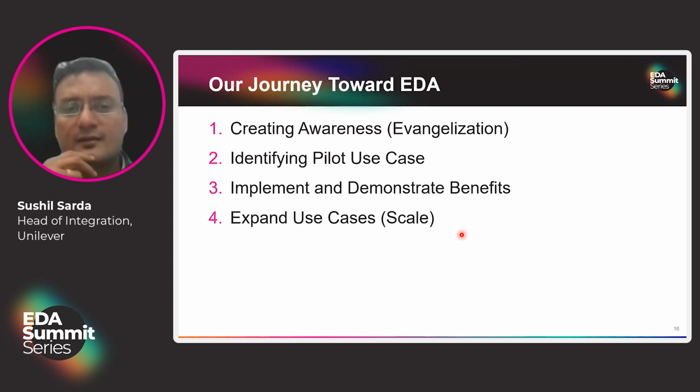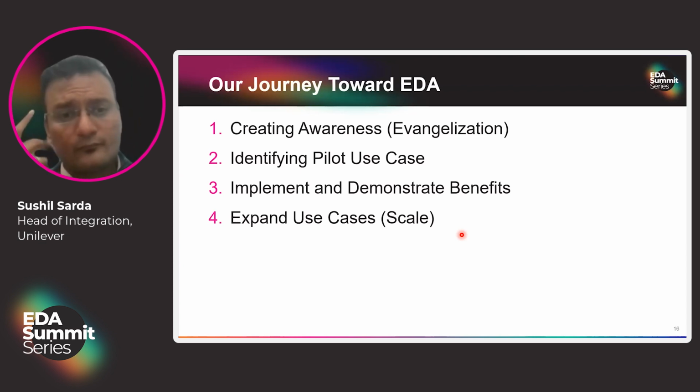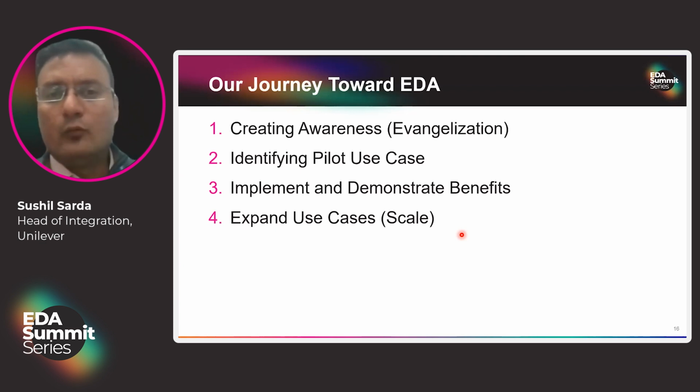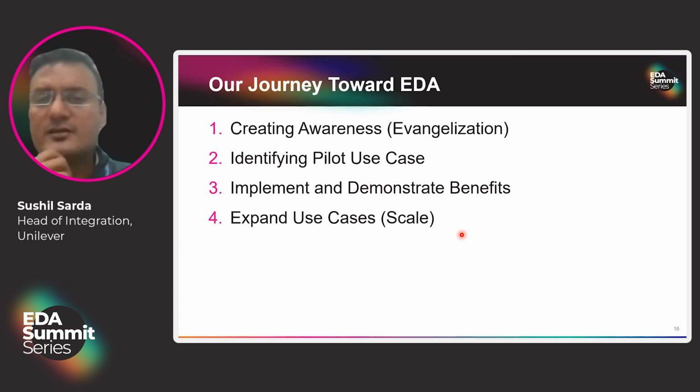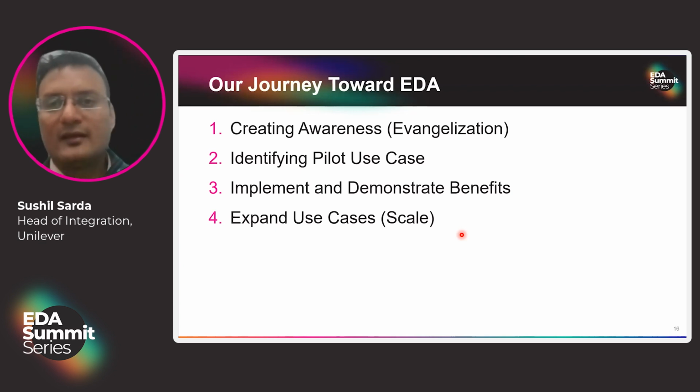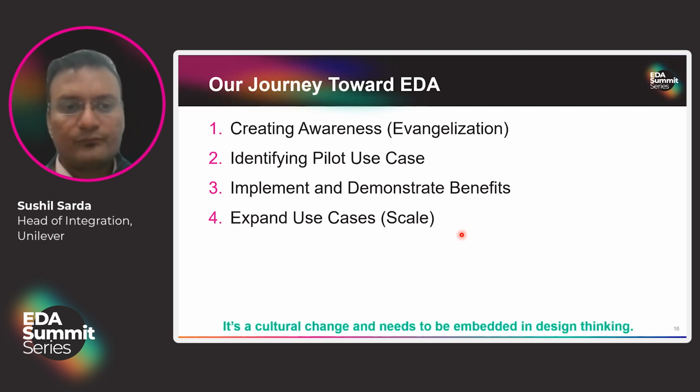So we created awareness. We identified our first use case. These two steps, of course, took quite some time. But after we implemented it, then we started getting more use cases. And this step number four is what we do today as well. We look for more use cases and we scale more and more. Once you establish the event-driven architecture, then it becomes easy because you can always offer the data from your existing event broker, and the time to market itself also reduces.